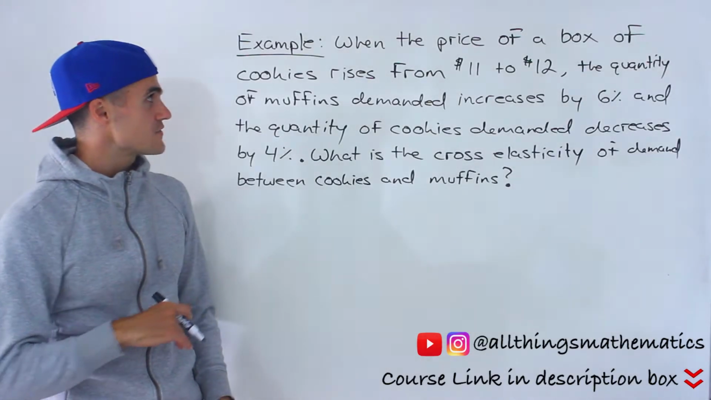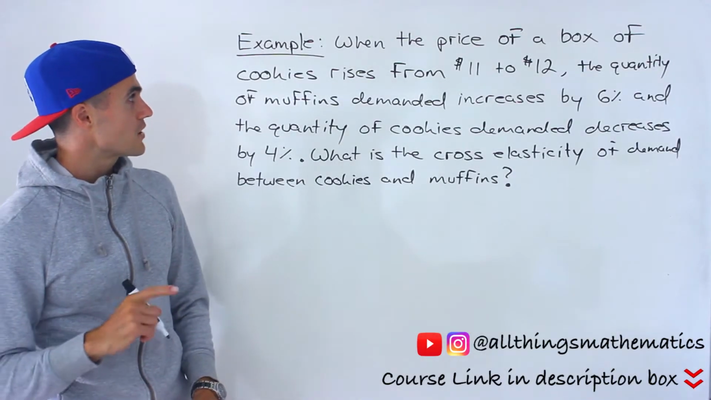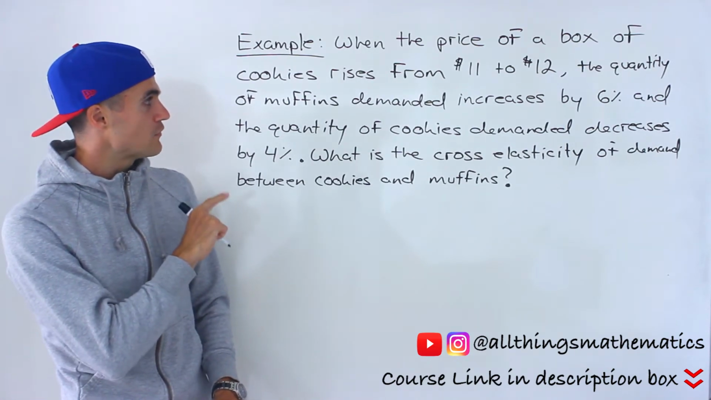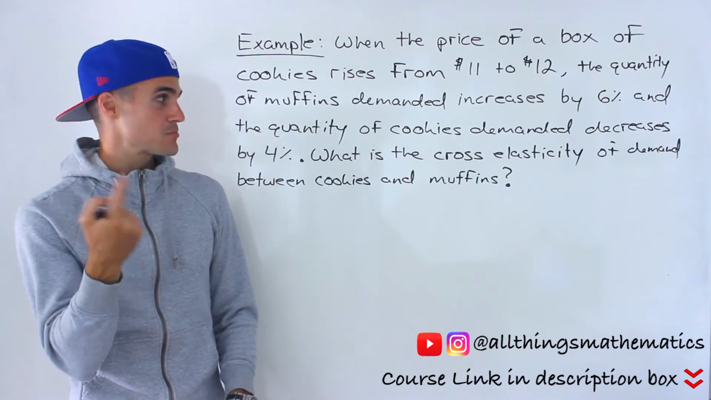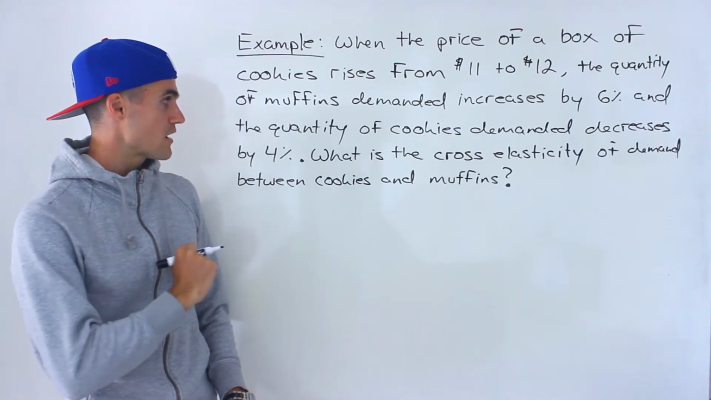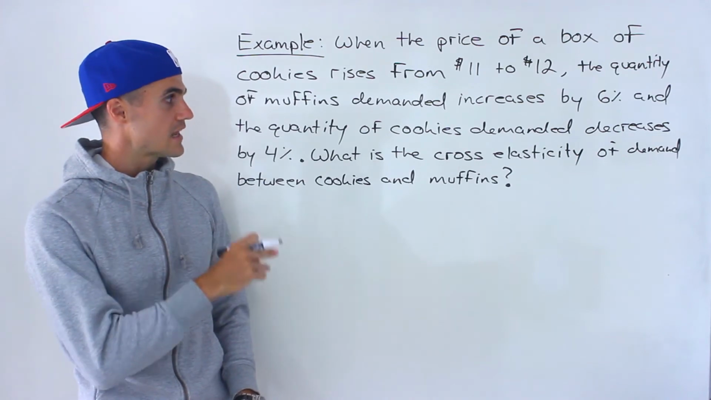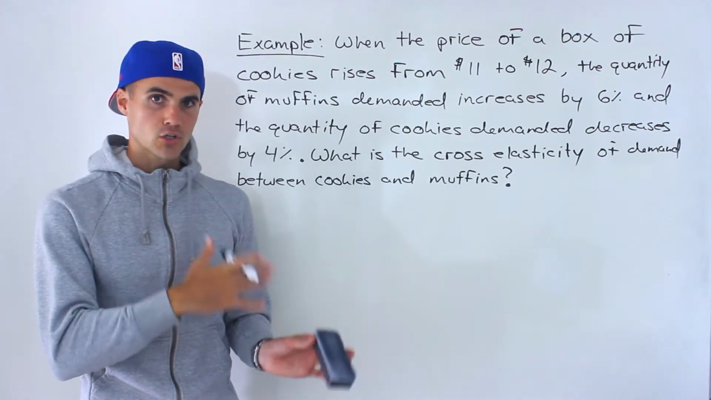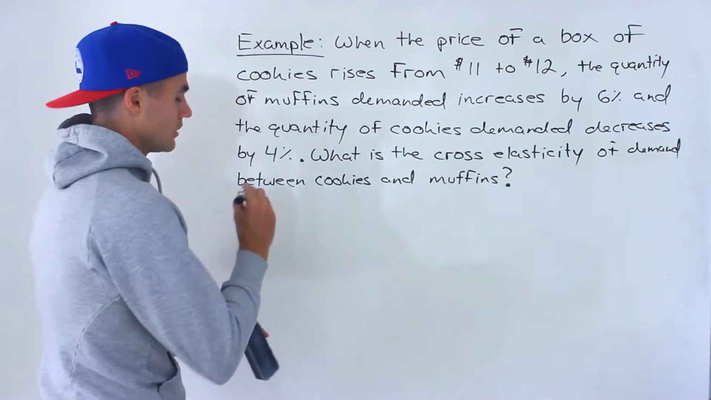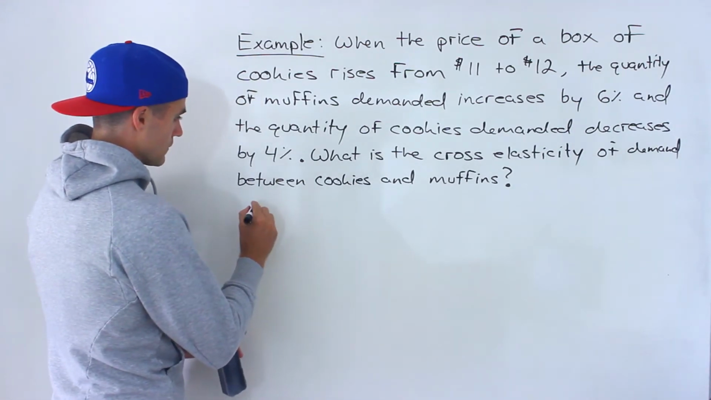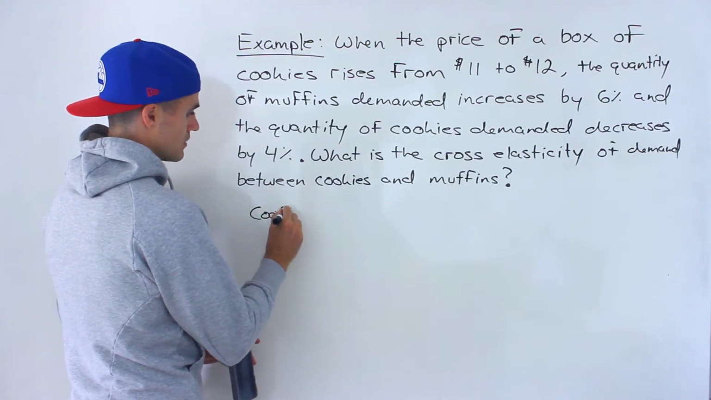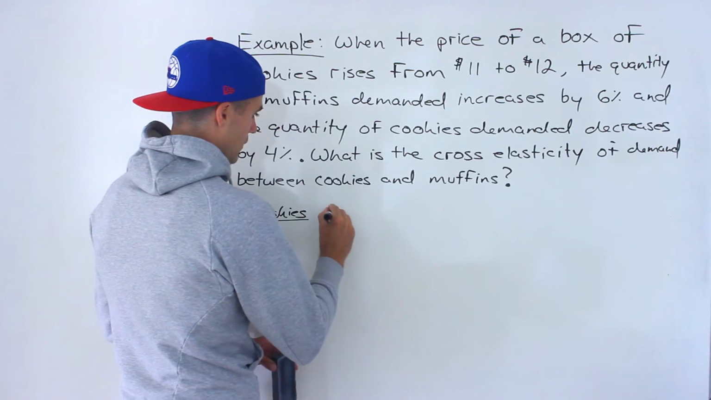Patrick here. In this next video, we're told that when the price of a box of cookies rises from $11 to $12, the quantity of muffins demanded increases by 6% and the quantity of cookies demanded decreases by 4%. And we have to find what is the cross elasticity of demand between cookies and muffins. So a little bit of information given here. Notice we're given information about cookies and muffins.